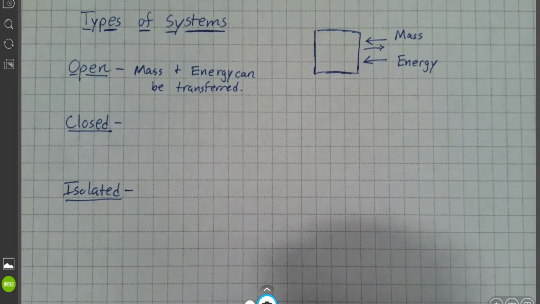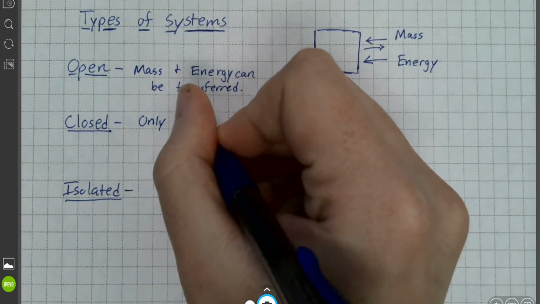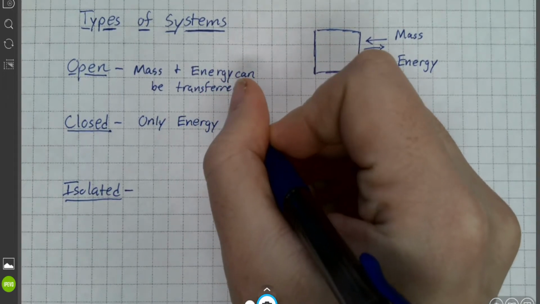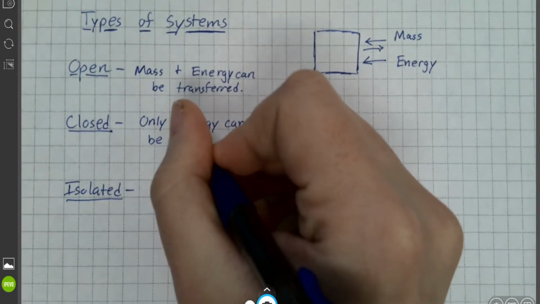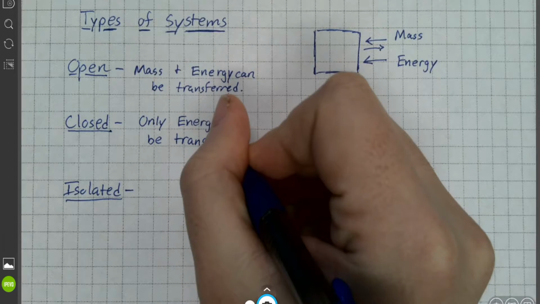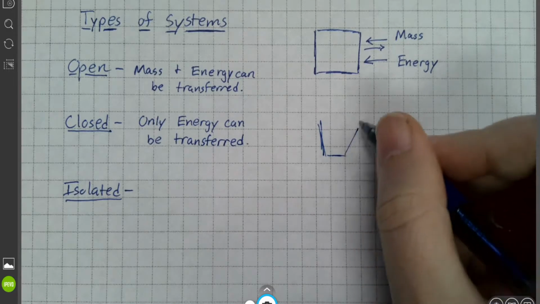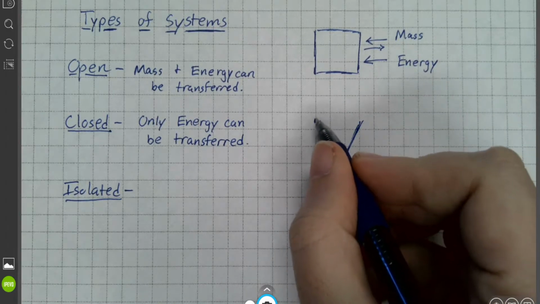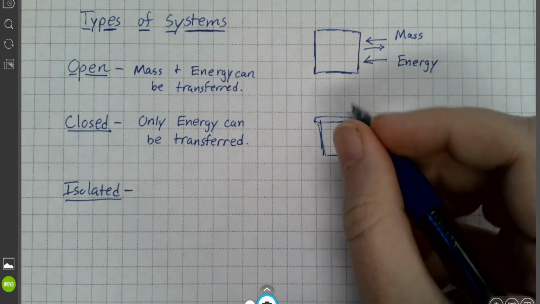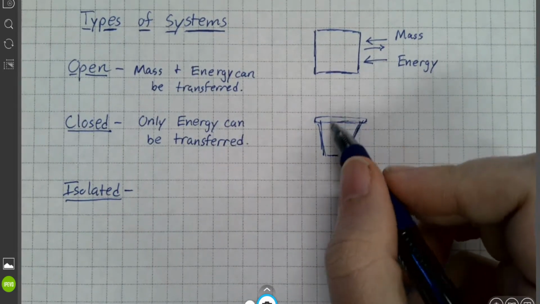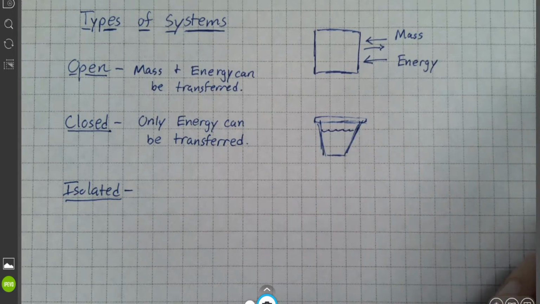A closed system is where you can only let energy be transferred through, but not mass. So only energy can be transferred, but not mass. A good example of that is if you had a coffee cup and you put a lid on the top of the coffee cup so that nothing else comes out. You put a cap over it so you can't put any more liquid inside the cup itself. You can assume that the coffee is actually inside.